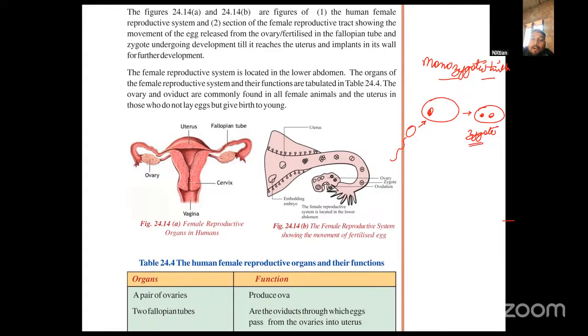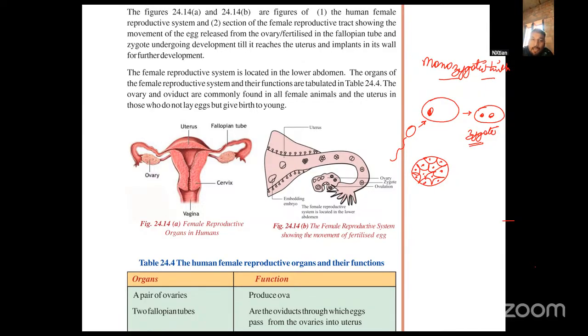Now this zygote will divide, like this. Inside, this zygote will divide like this, and then it will form an embryo, and that embryo will implant in the uterus. This is the normal situation. Now what happens when the intracellular division, this is called intracellular division because the division happens in the cell.